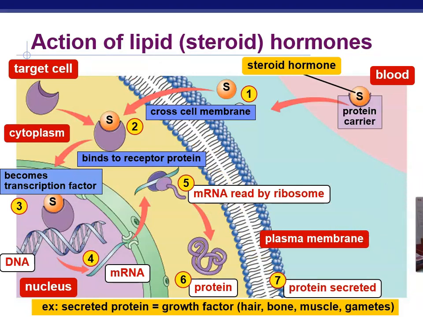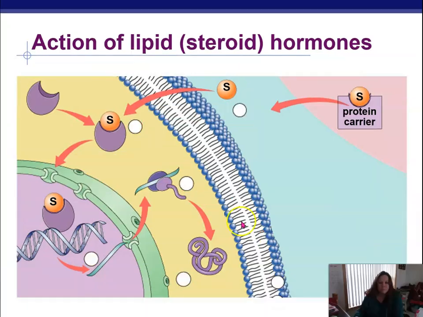So let's take a look at this. We have a series of steps. This is just in general what's happening. All right, I activated some animations on my slides here. But here is the steroid hormone coming through the blood. This is a blood vessel here. S for steroid hormone. Steroids, remember, are lipids. And then it arrives here at the lipid bilayer.